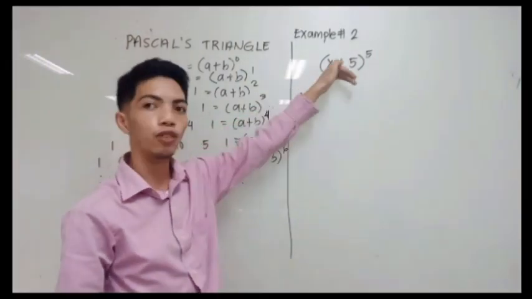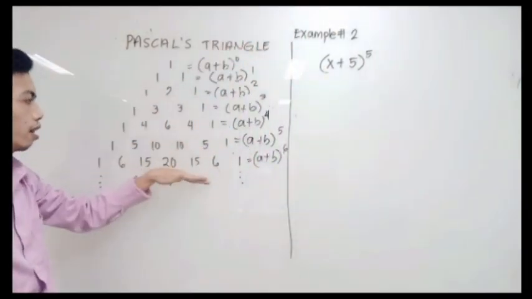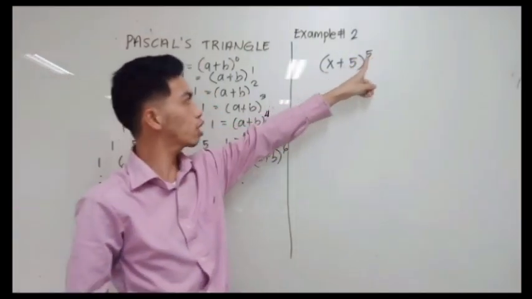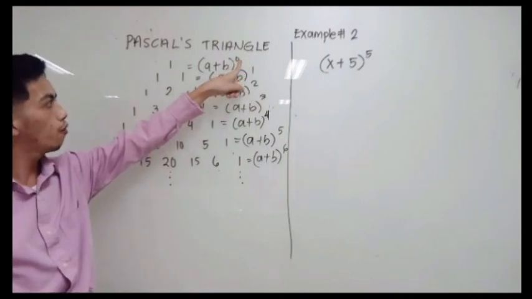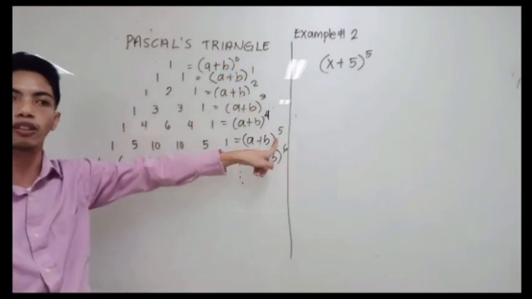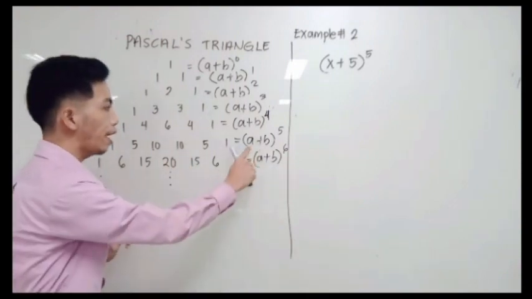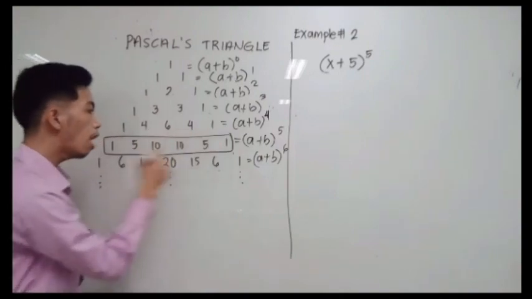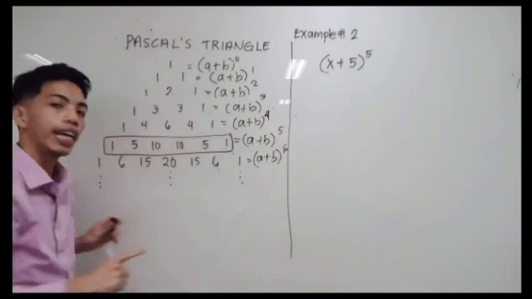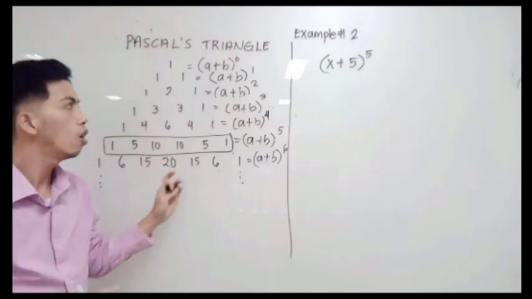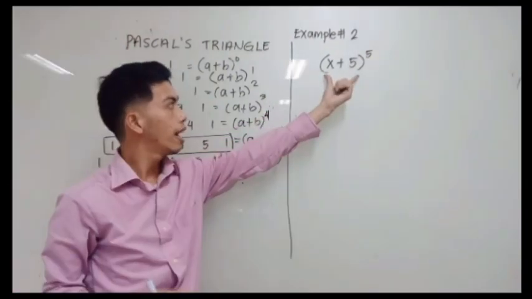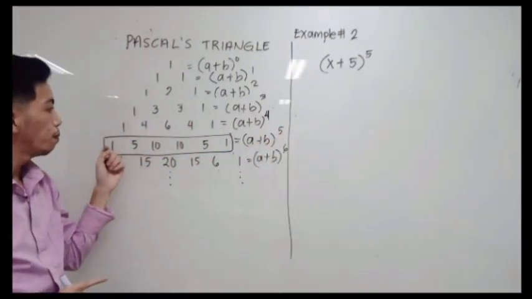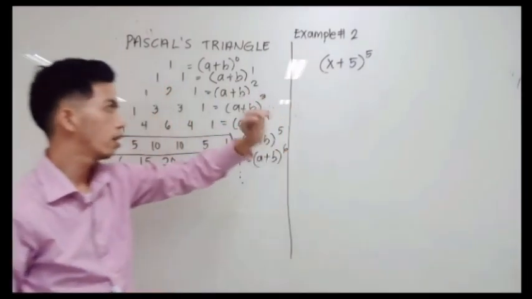To expand this, you have to use again the Pascal's triangle. Look at the pattern, you have x plus 5 raised to 5. And if you see that the exponent is 5, we are going to find the binomial which is raised to 5 in the pattern. So as you can see, we have a plus b raised to 5. The pattern is this. Okay, ano nga ulit itong 1, 5, 10, 10, 5, 1? That will be your numerical coefficient on the expansion of x plus 5 raised to 5.